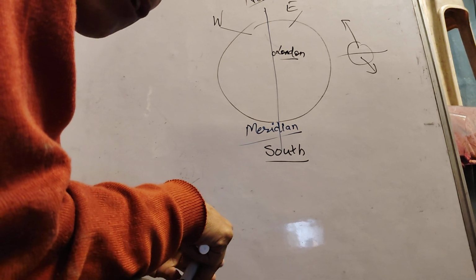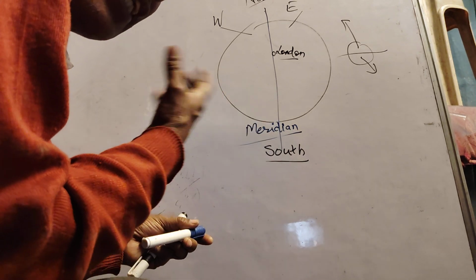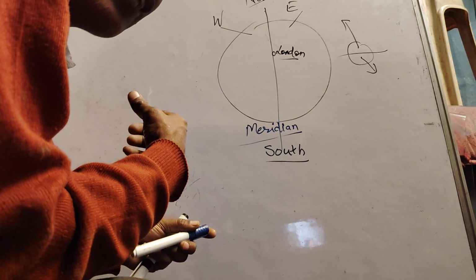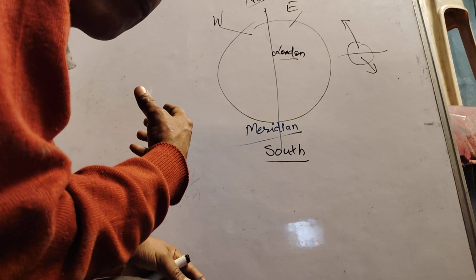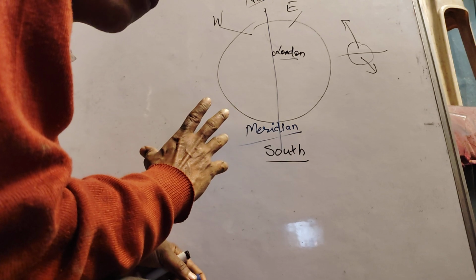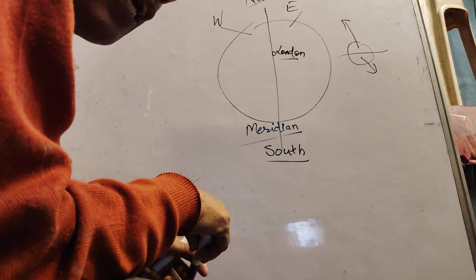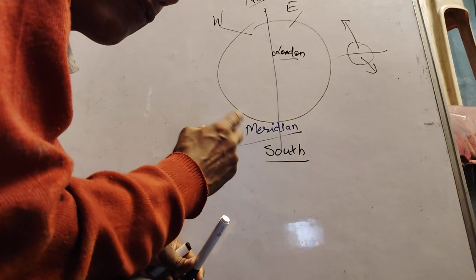East to west, the sun's motion is from east to west. In the evening, we see the sun in the west. Sunset is in the west. So the rotation means it's moving from west to east. Earth is rotating from west to east.